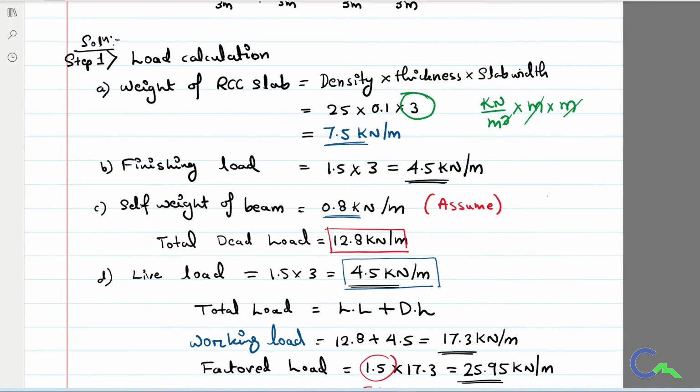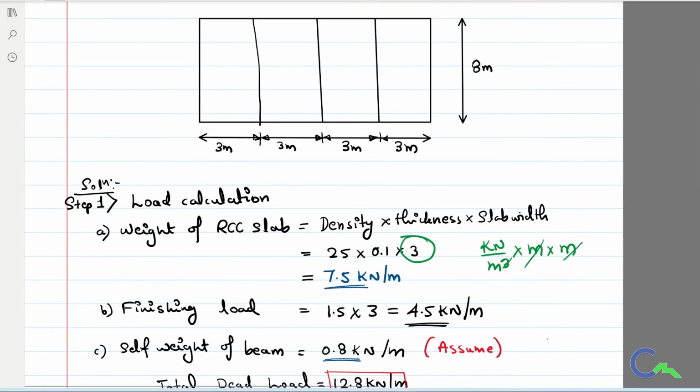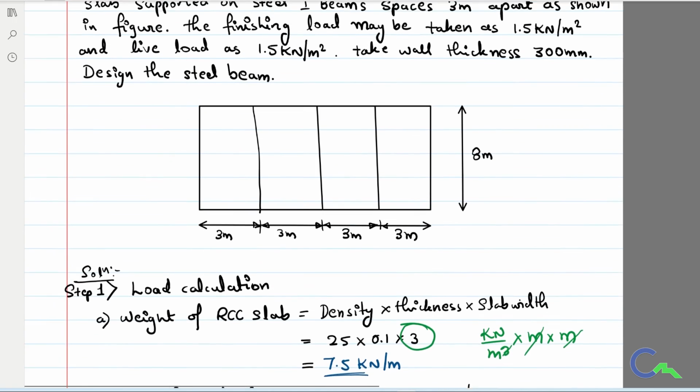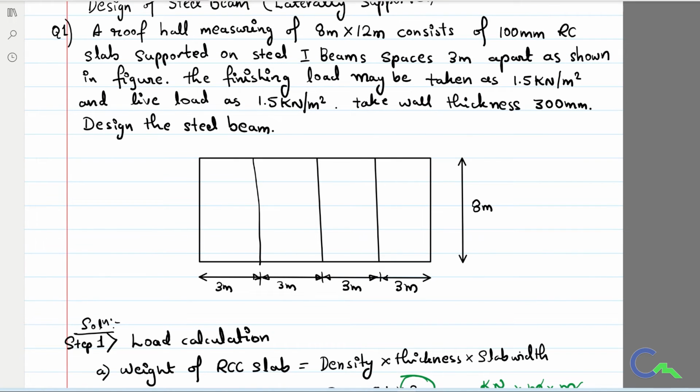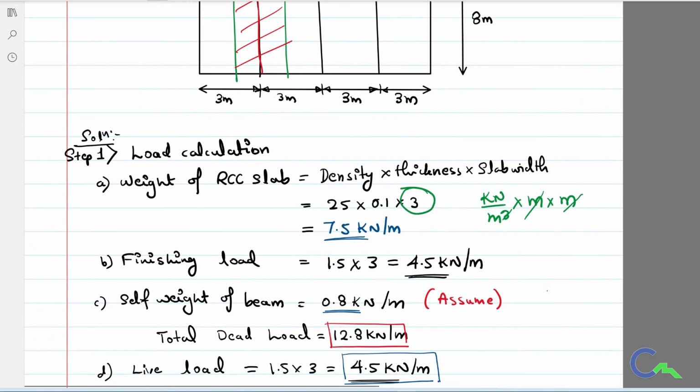Then the finishing load, they given it as 1.5 kilonewton per meter square in the question. So again, whatever finishing load is coming on this particular beam, acting on this particular portion, I have to do 1.5 into 3 meter, so it is 4.5 kilonewton per meter. The finishing load is given in kilonewton per meter square, if I multiply with meter, I will get kilonewton per meter.